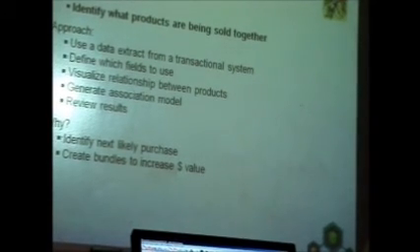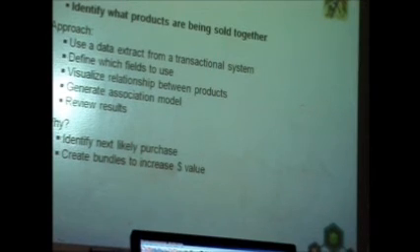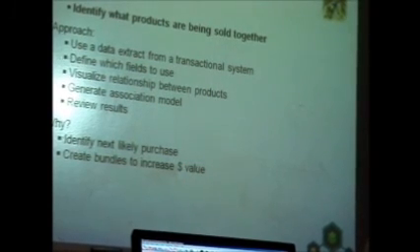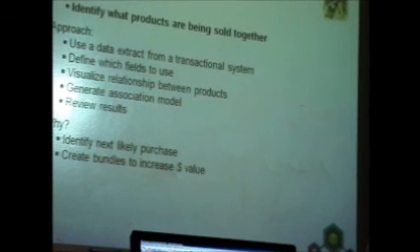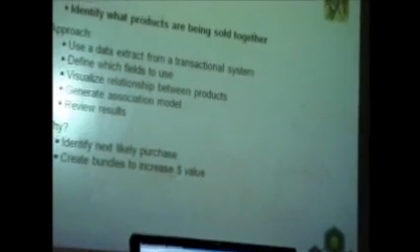It's bidirectional. It's all at the same time. I'll explain what I mean by that in a second. You want to identify your next likely purchase and create bundles to increase value. In other words, take products that are bought together and merchandise them together. Change the layout of the store if certain products are more popular than others. What we're going to do now is we're going to go into Modeler. We're going to click on File, Open Screen.